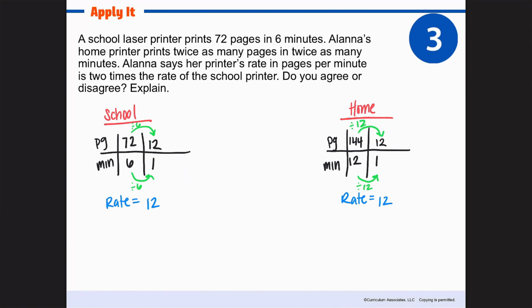So this Alana lady is telling us that her printer's rate in pages is 2 times the school printer. But when we made our table, we found out that they both have the same rate. So I would say we disagree because her rate is the same as the school printer.